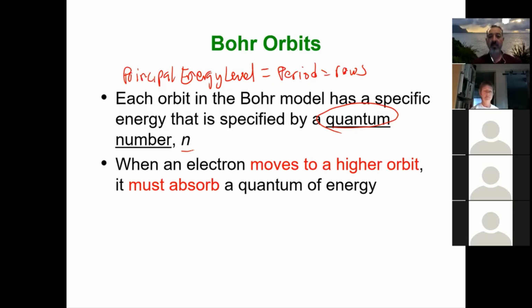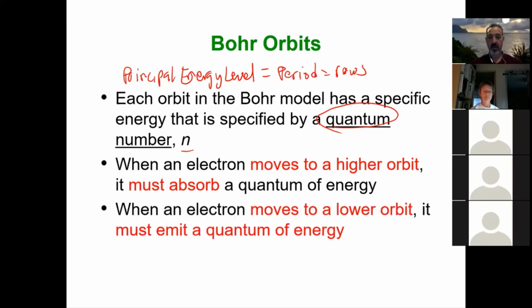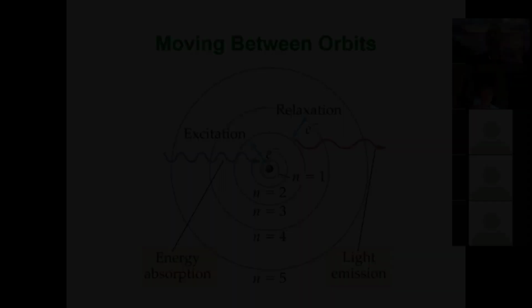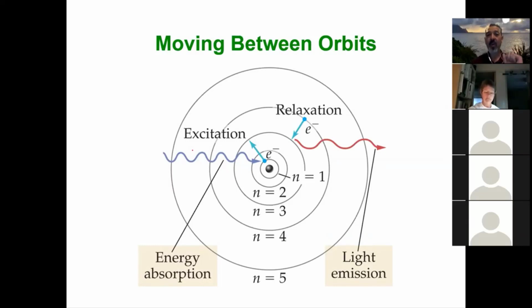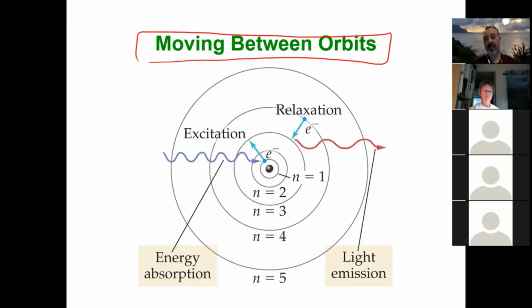When an electron moves to a higher orbit, it must absorb energy. When it moves back down, it has to release that energy, right? Law of conservation of energy: I can't create or destroy it, I can only transform it. If I absorb it, I can then release it. So by studying light, we understand the movement of electrons between the orbits.